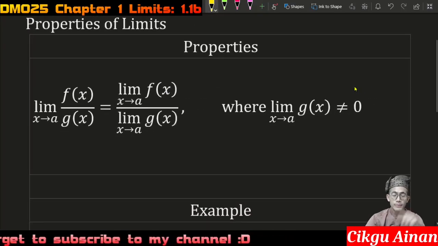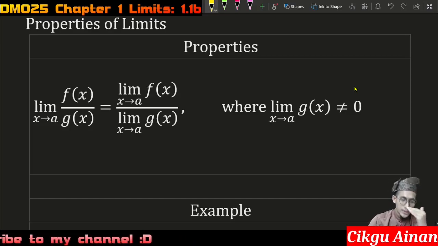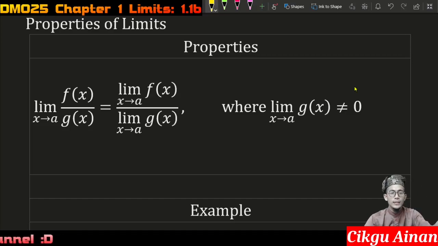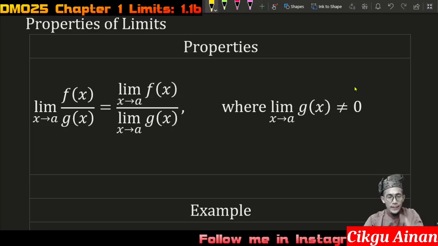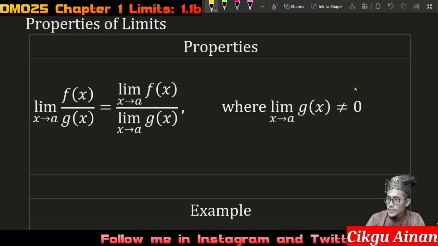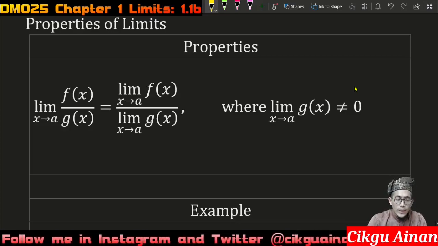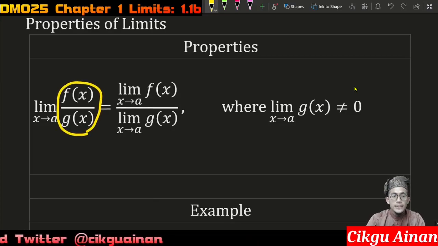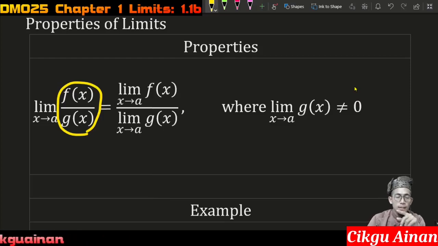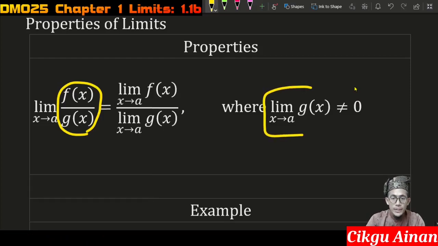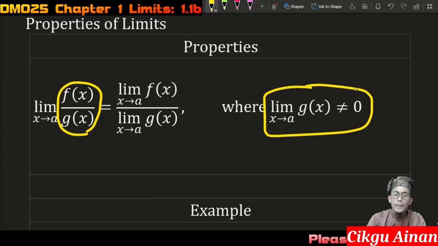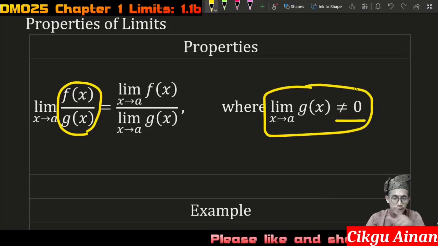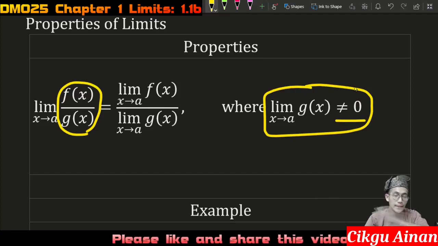Next. This time, just now was multiplication, and this time is division. First we saw plus or minus, the next one we saw multiplication, and the last one we see is division. Now what do the properties say? If we have a combination of f(x) and g(x), f(x) divided by g(x), it has a condition whereby the limit of g(x) as x approaches a must not equal 0. This condition must hold. Otherwise, it doesn't work.